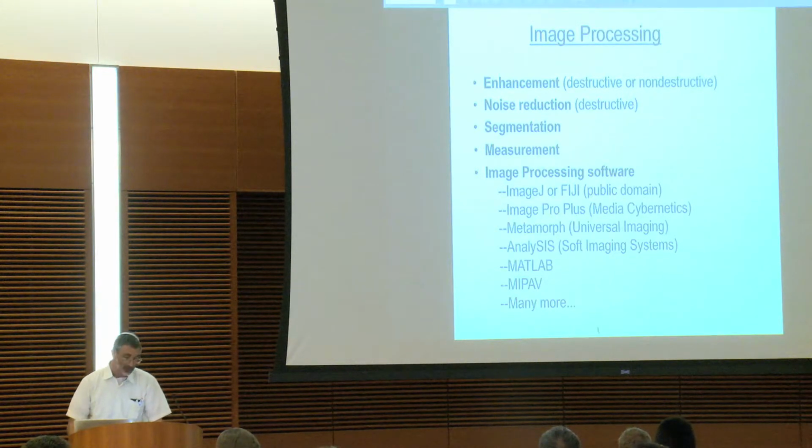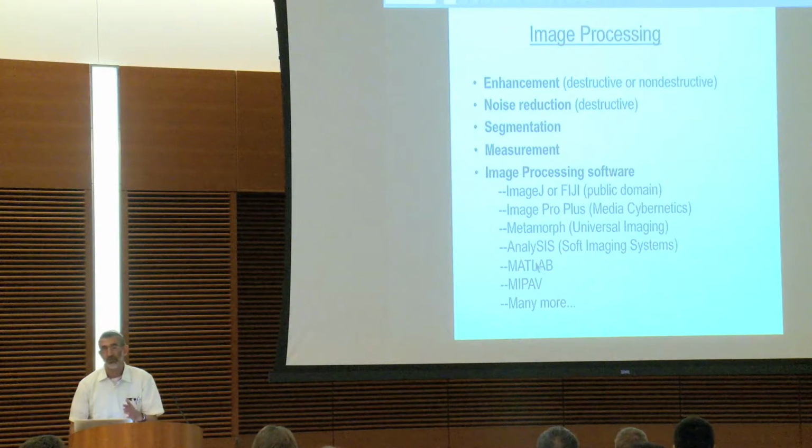There's a lot of image processing software out there, public domain like ImageJ, Fiji. There's commercial software. I thought I put Cell Profiler on here also. I don't know why I didn't, but no matter. There are a lot of them out there, and they all have different things that they try to do. The commercial ones tell you that you'll get better support and so on and so forth.